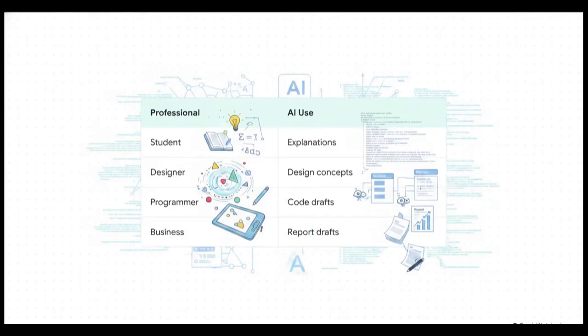In practice, it's all about combining your professional knowledge with AI's generating power. A student might use it to get simpler explanations of complex physics. A designer might iterate through a bunch of visual concepts before actually building the final product. A programmer can generate boilerplate code drafts just to save hours of typing. And business professionals use it to finally conquer that notoriously difficult first draft of a big report.